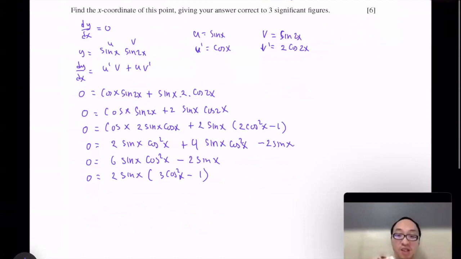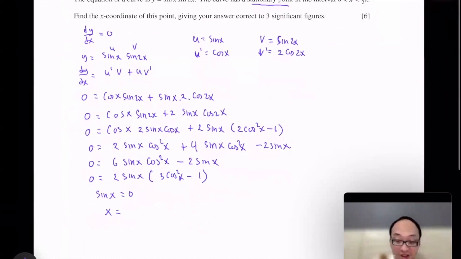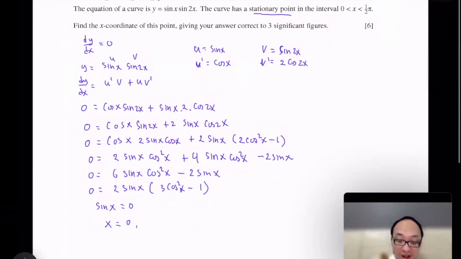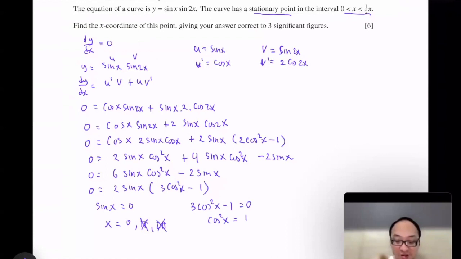So that means the zero makers are sin x equals 0, and x equals, this is in radians, 0, pi and 2 pi. But x is between 0 and half pi, so we can ignore this. We can reject this. And the second one, 3 cos squared x minus 1 equals 0. So cos squared x equals 1 over 3.